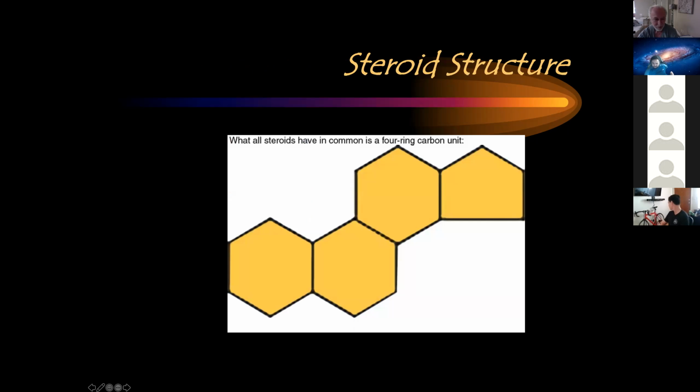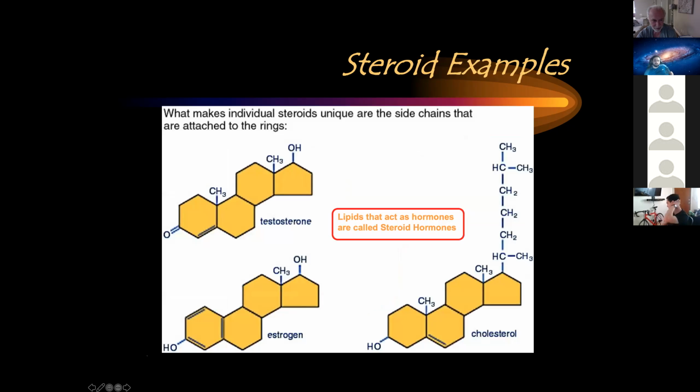Another form of lipid is a steroid. Steroids are characterized by this 4-ring unit. It always looks like this. It can have a lot of modifications to form various different kinds of steroids. For example, here's testosterone, here's estrogen, and here is cholesterol. You see that they're distinguished by their substituent groups.